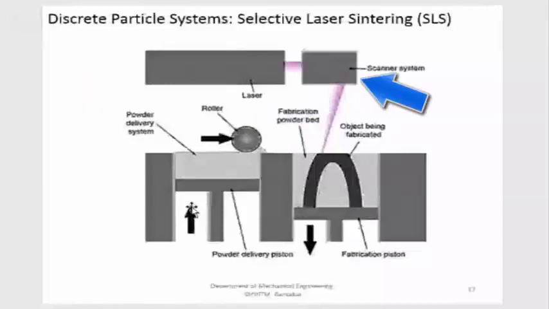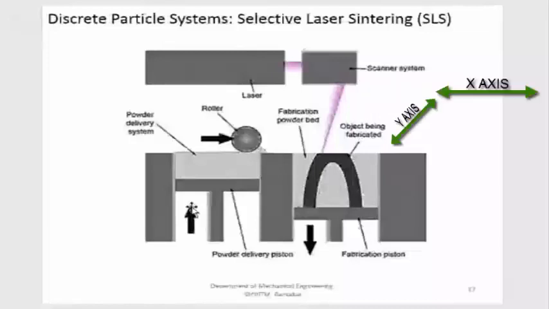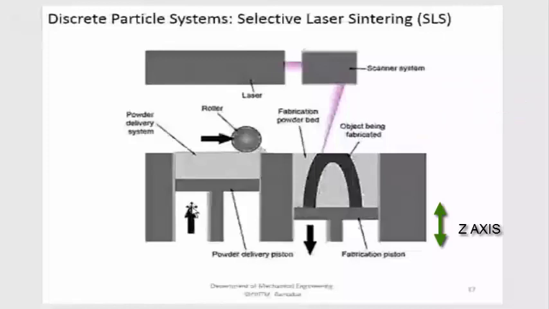It is going to ensure that the laser is moving in the XY plane. X is like this, Y is perpendicular to the screen. This will be the Z axis, vertical direction. Initially, this particular piston will be at the top here. It will be at the top. Then the piston is going to move down by one layer thickness.